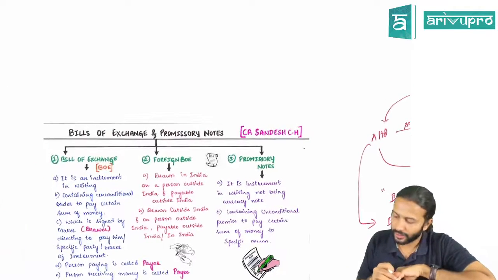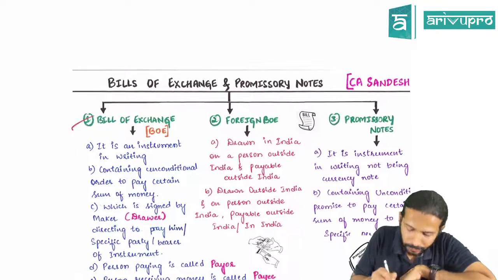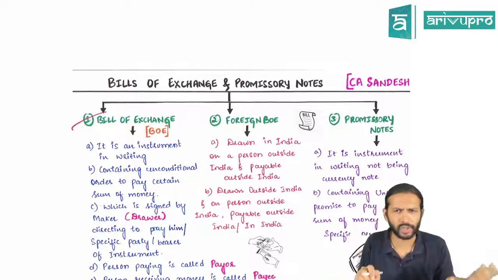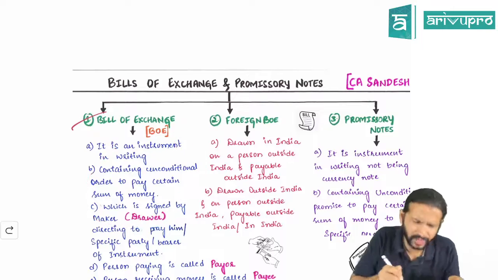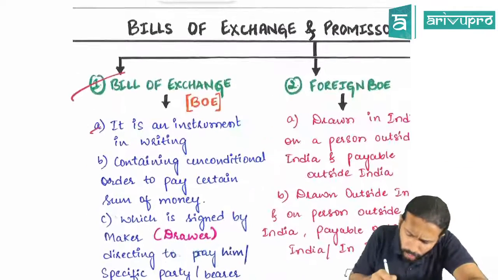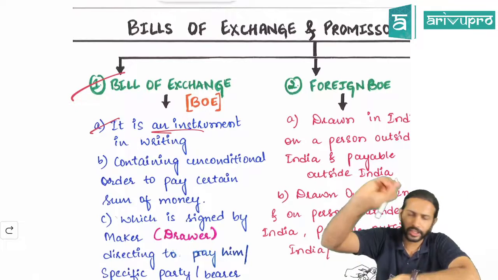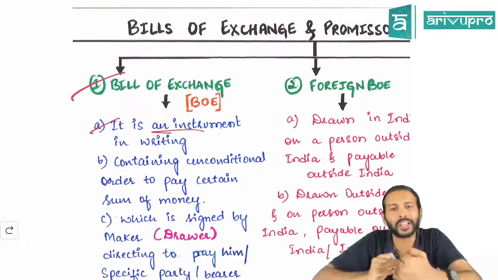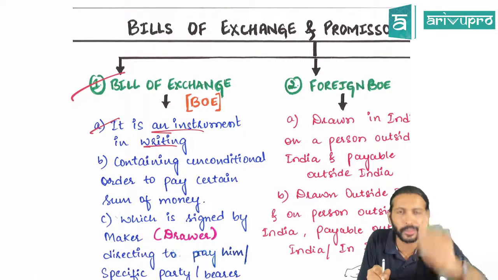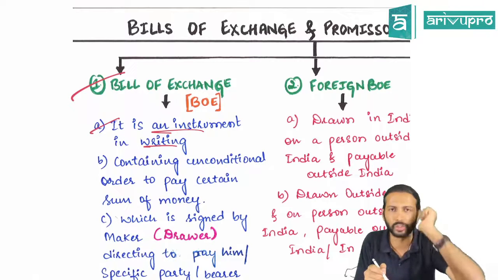Now we look at the fancy. We'll come to that. Hang on. So the plain meaning of bill of exchange, you got it, right? That is what I've just written in little more fancy terms. Bill of exchange is an instrument in writing. It's not an oral thing. If you want to call something a bill of exchange, it has to be an instrument in writing. These are some features of bill of exchange.